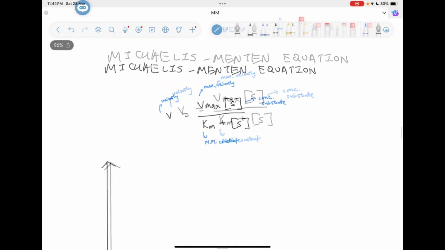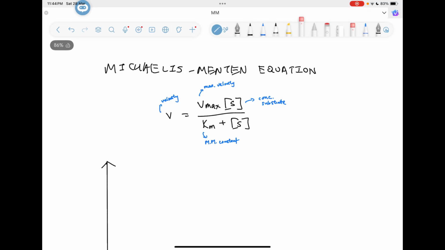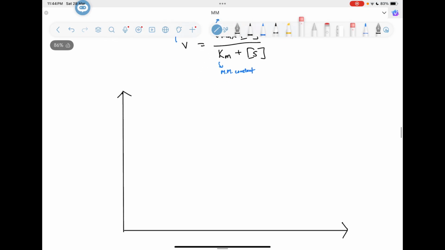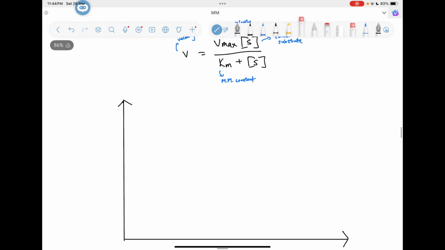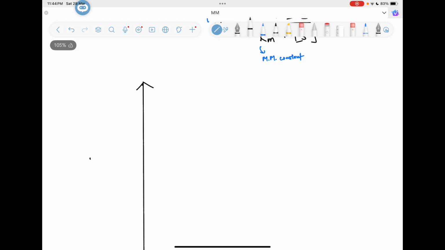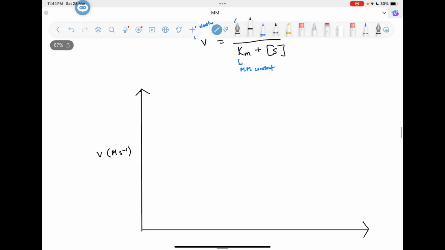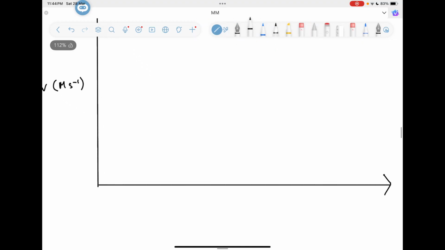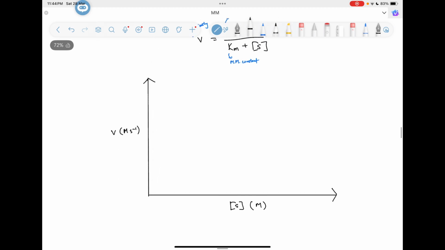Okay. Now let's plot this equation onto a graph. So the y-axis would be V, and the units will be molar per unit time. And the x-axis will just be the concentration of the substrate, and the unit will be molar.